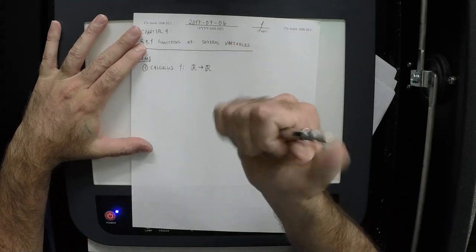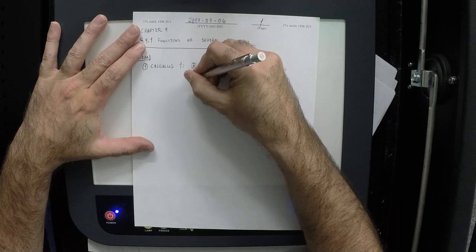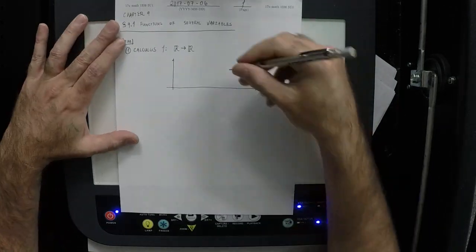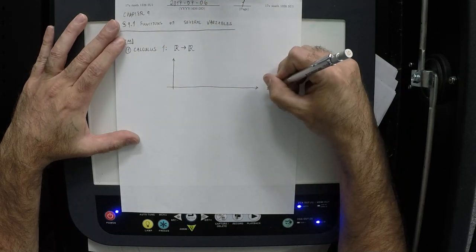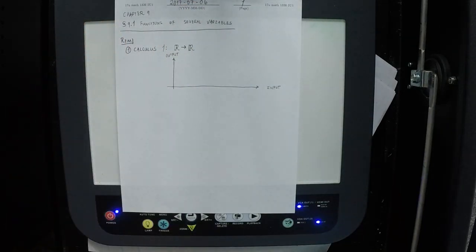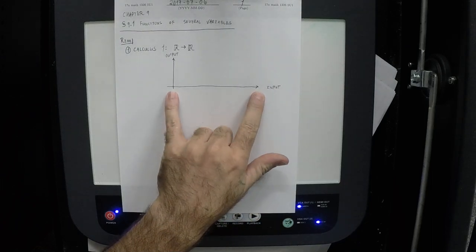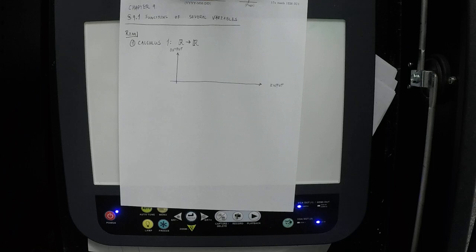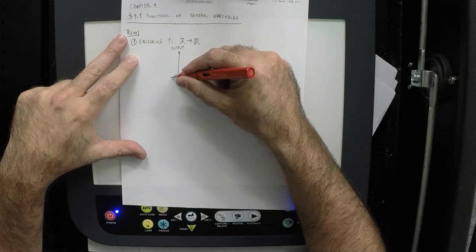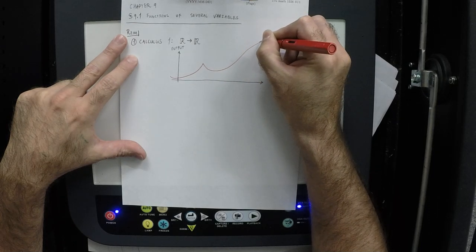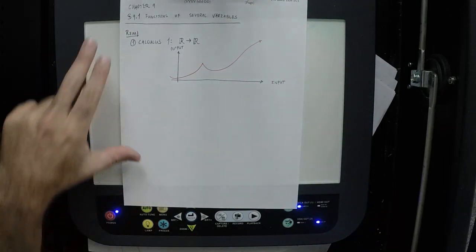So there's sort of two halves to calculus. So this is the input axis, and this is the output axis. And depending on the context, sometimes this is called the independent axis, and this one the dependent axis, or the x-axis and the y-axis, or what have you. Okay, so suppose that we draw a function. So there's a nice function, and let's say that this is y is f of x.